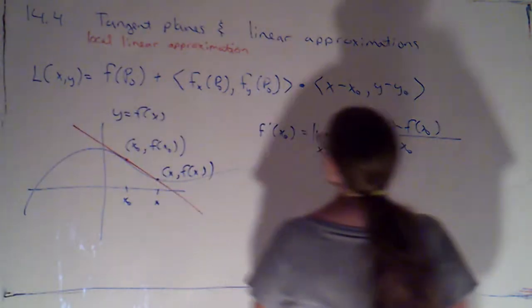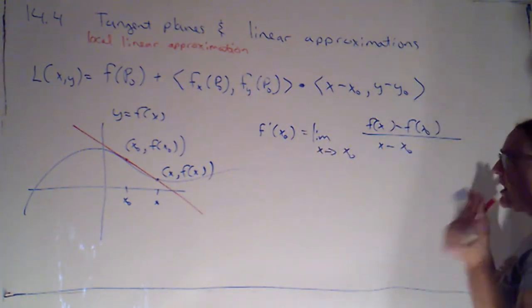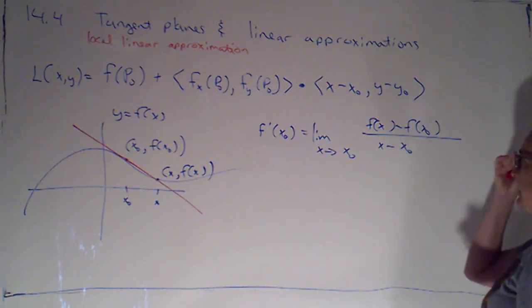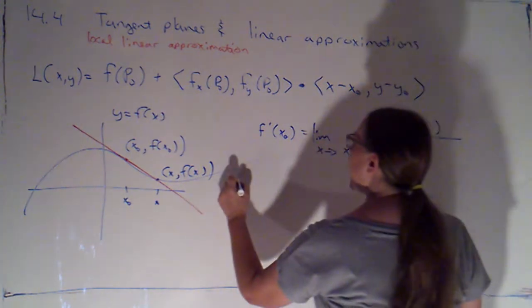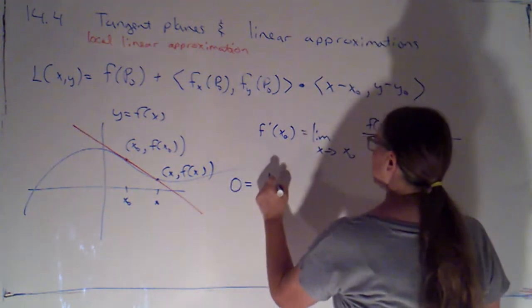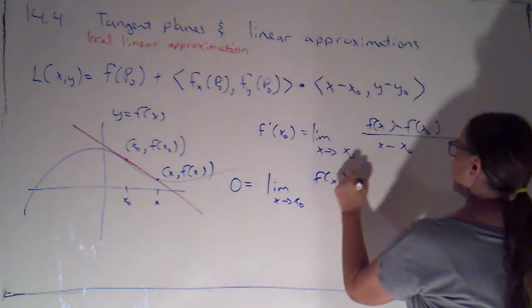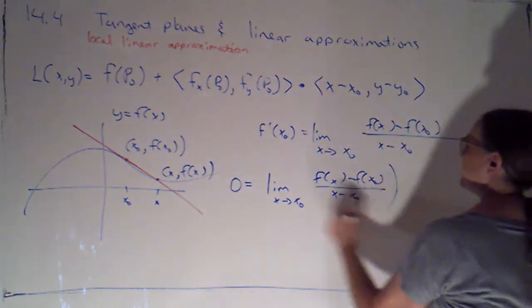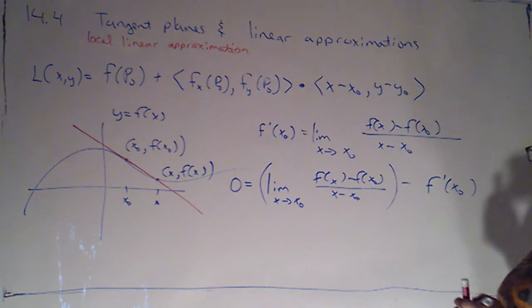phrasing this. Notice, anytime in math two things are equal to each other, another way of stating that is that the difference between them is equal to 0. So, I could say that 0 is equal to the limit as x approaches x naught of f of x minus f of x naught over x minus x naught minus f prime of x naught.